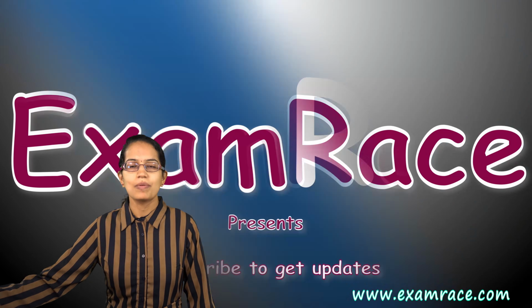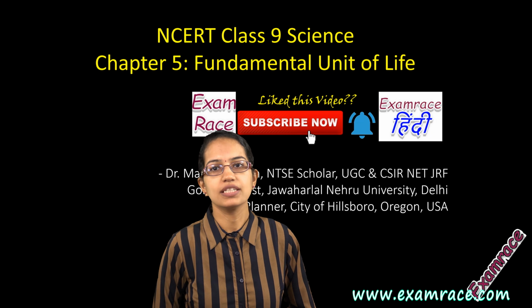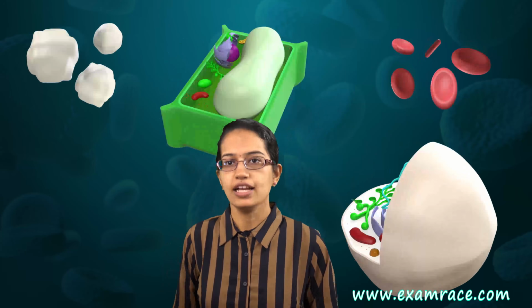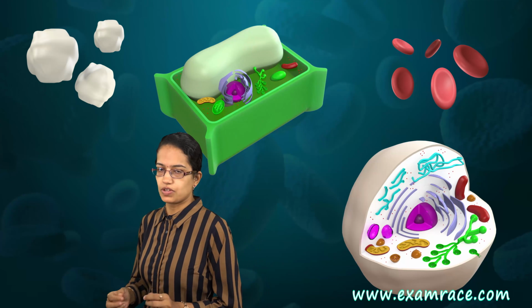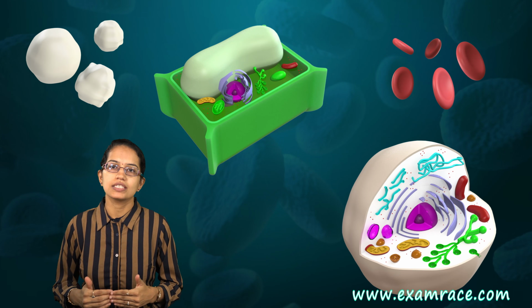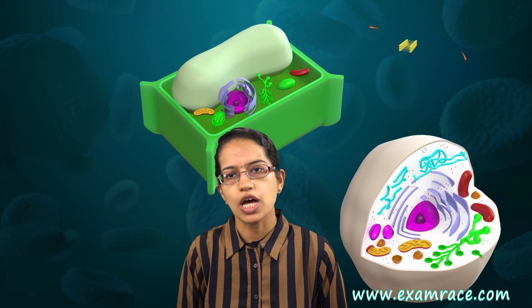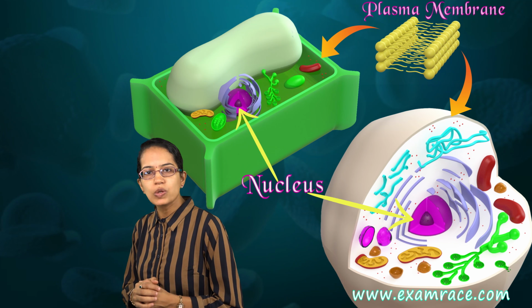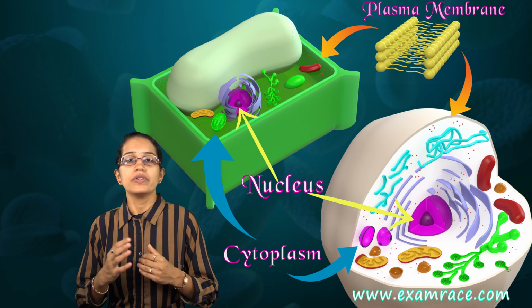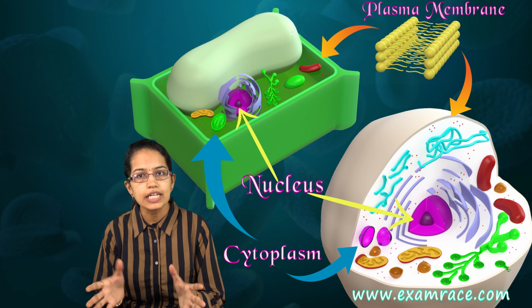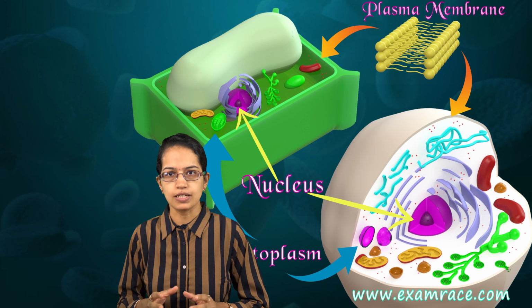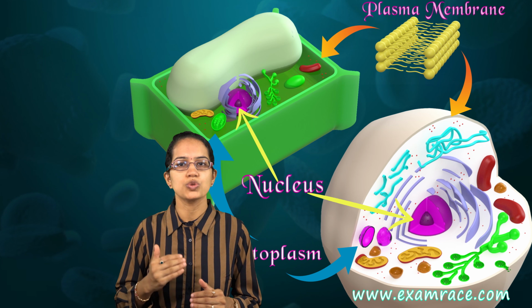Welcome. Today we will talk about one of the most interesting chapters in science, and that is the cell, the very fundamental unit of life. Today when we discuss the cell, we will be talking about the three major components: the plasma membrane, the nucleus and the cytoplasm. Within the cytoplasm you have various cell organelles that are present, and we'll be discussing those one by one.